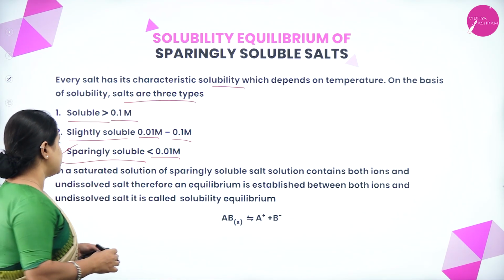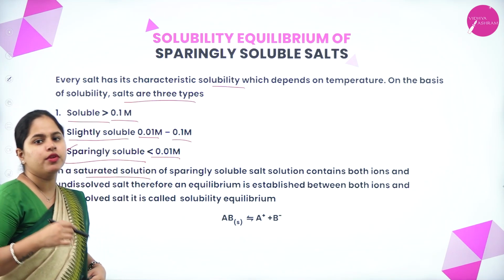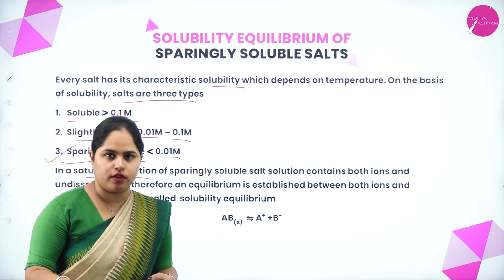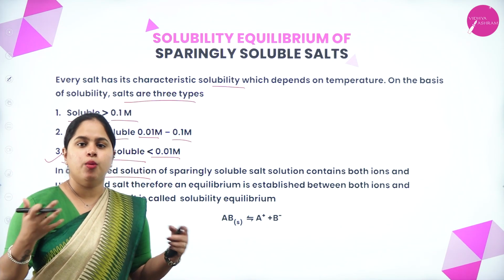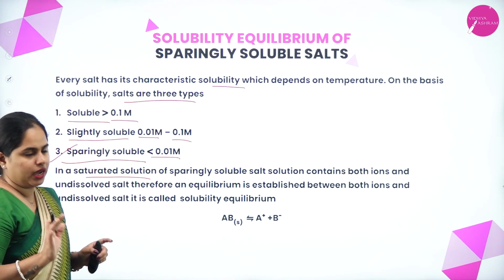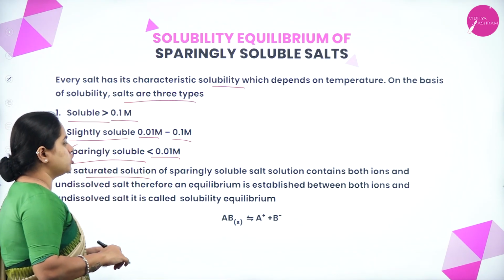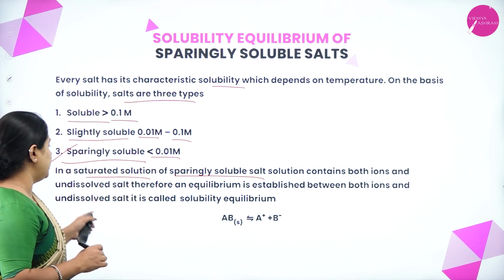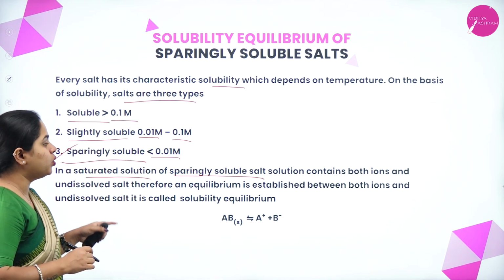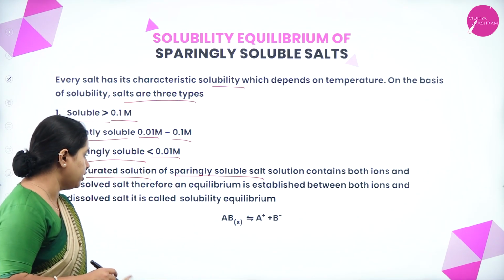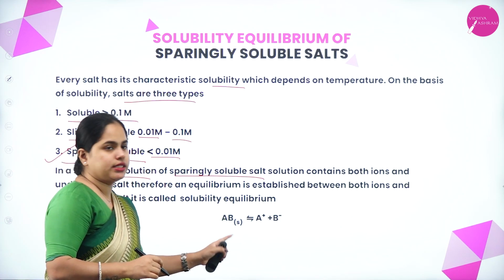In a saturated solution, what is a saturated solution? Saturated solution means further salt can't be dissolved, right? It is already saturated, more can't be dissolved. Their solubility has attained its maximum. So the saturated solution of a sparingly soluble salt contains both ions and undissolved salt. Therefore, an equilibrium is established between the ions and the undissolved salt. It is called the solubility equilibrium.